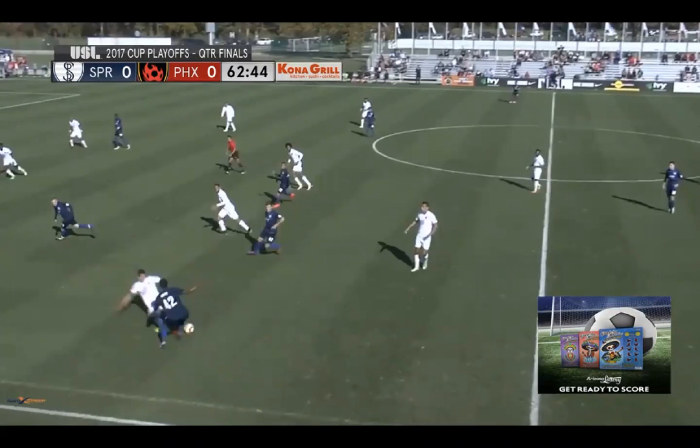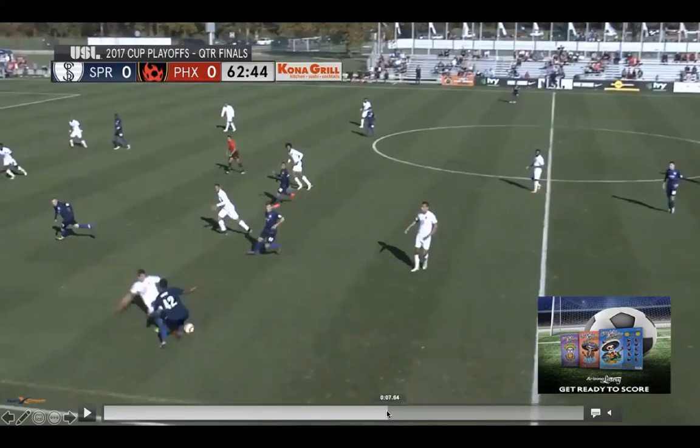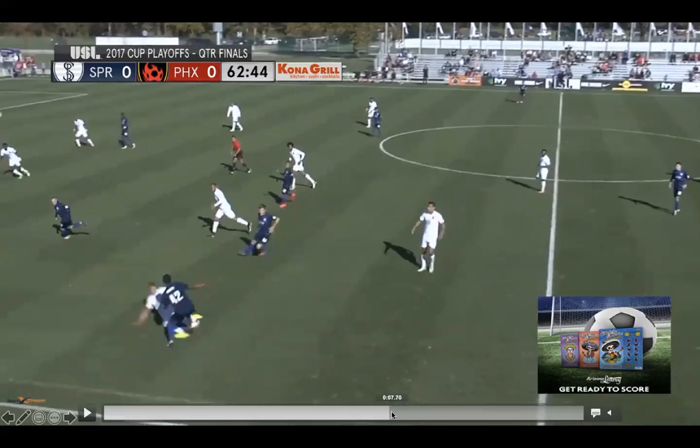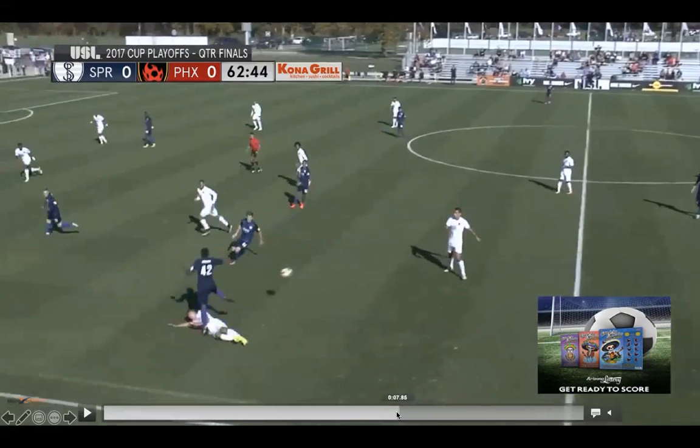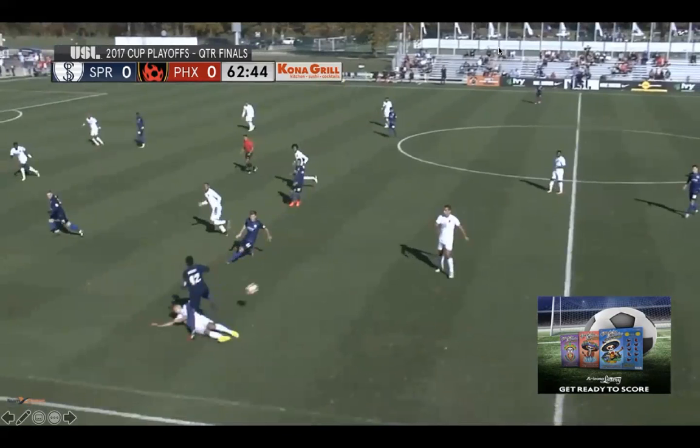This is a situation where, regardless of the fact that he's played the ball, we still want to call a foul here because he's gone through with two straight legs into the opponent in a manner that definitely does not take into consideration the player's safety.